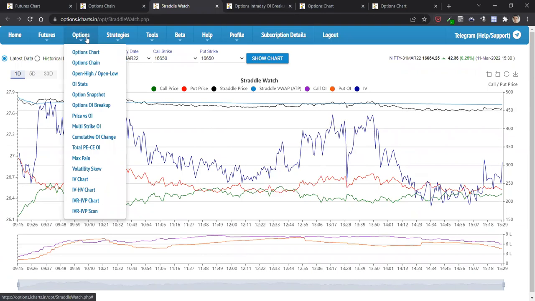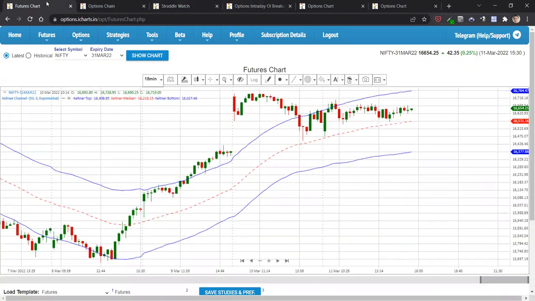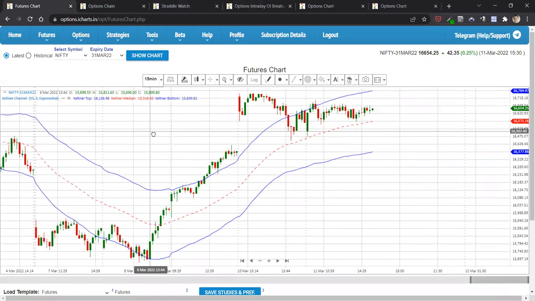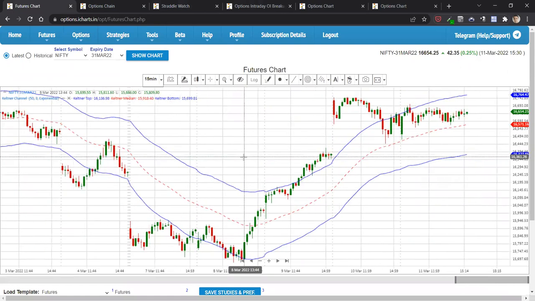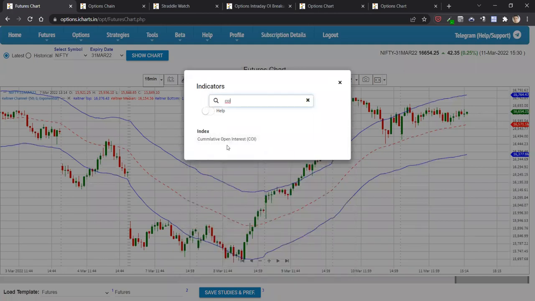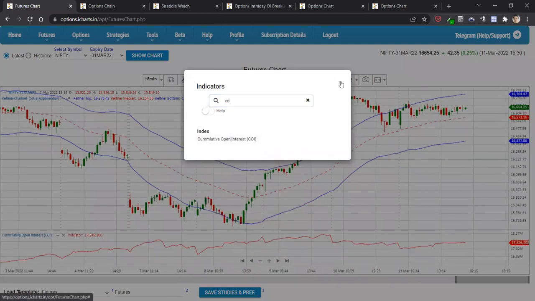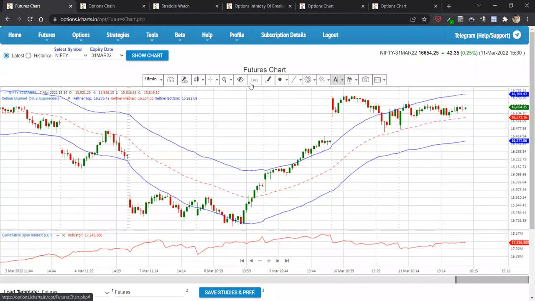Sir, I have one request. Can you go to the future chart once? Then add a cumulative open interest to it. And please select Reliance, just for the example.